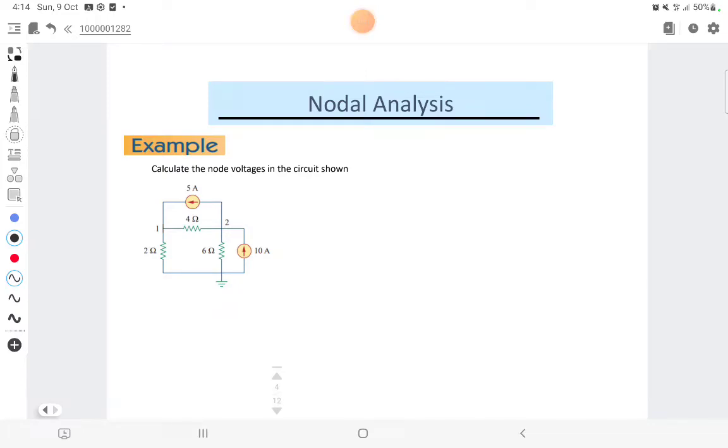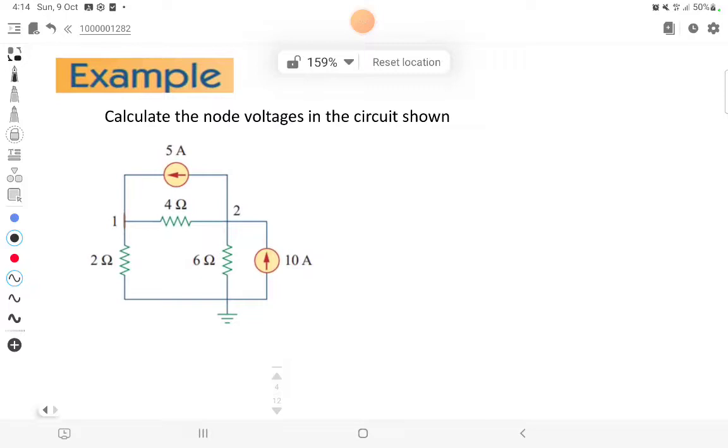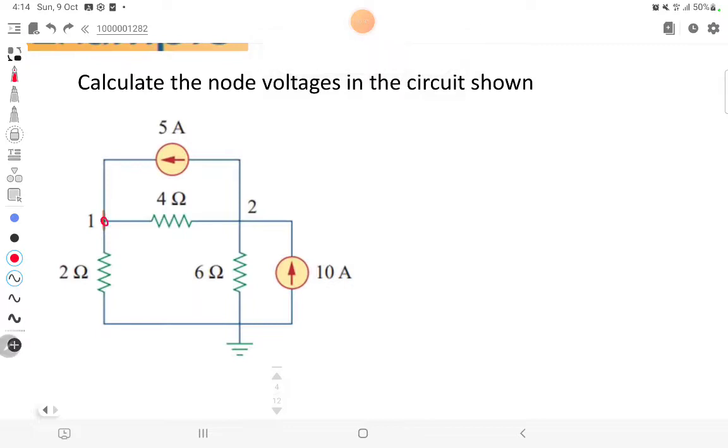Okay, so let's take our example based on our discussion. The first step mentioned is to create a ground, which is already created in our example. So this will be our reference node. After that, we would analyze the system by pointing out the different nodes. So we have our node A and our node B as my reference node, or my node 1 and my node 2.